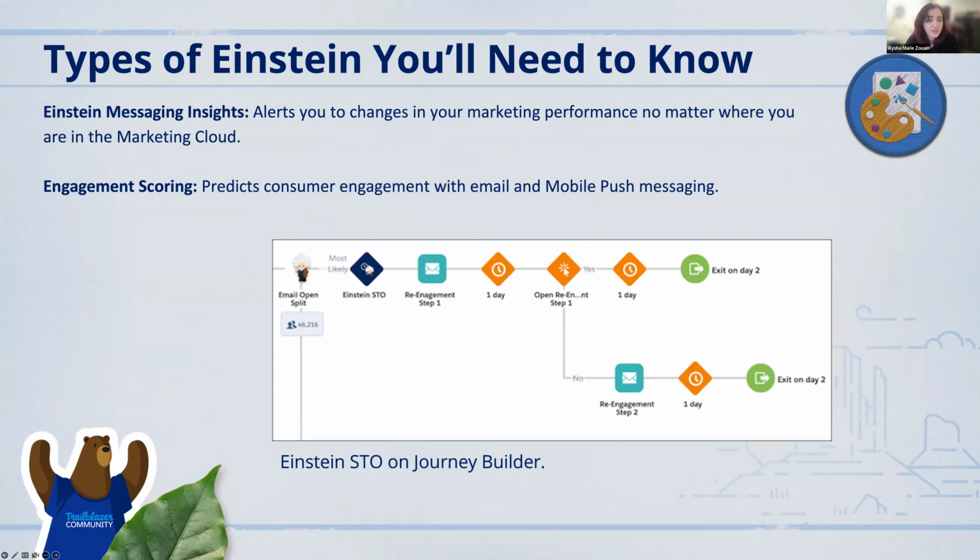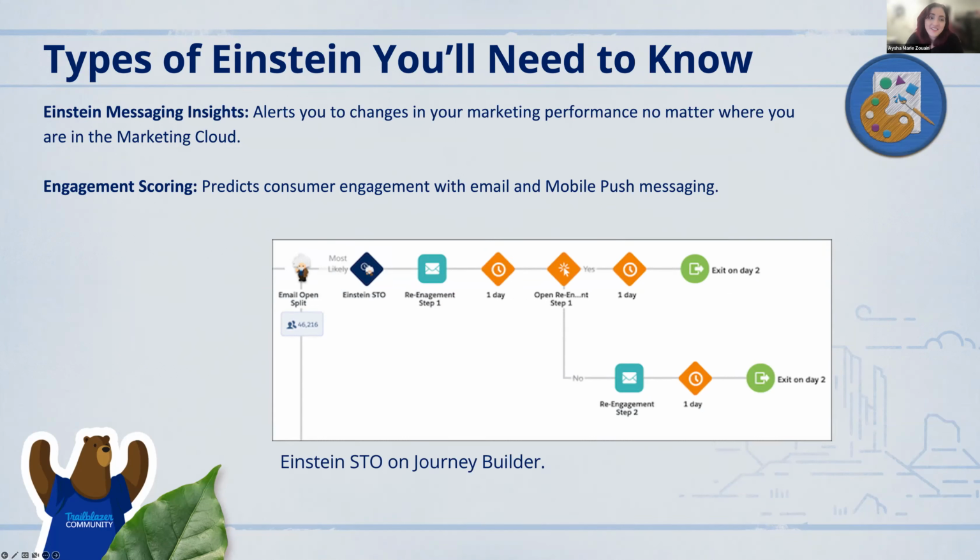Here's a screenshot of Einstein STO on Journey Builder. And then here are the last two that are good to know. Einstein Messaging Insights alert you on the changes of your marketing performance, no matter where you are in Marketing Cloud. It's actually really handy, especially since I'm generally not one that does a lot of heavy reporting. I kind of shy away from the reporting because it means I'm not coding, I'm not designing. To me, it's not productive. I'm one of those people.